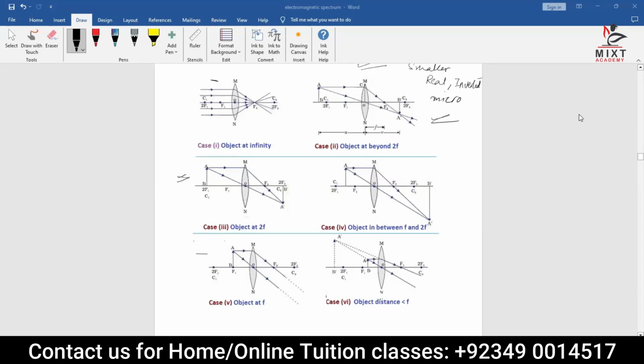Okay, guys, now let's have a quick small quiz related to what we have studied in this chapter till now. Quickly, anyone, I will take the name and you have to tell me one difference between a convex lens and a concave lens. One first difference. Who will tell me? Quick.